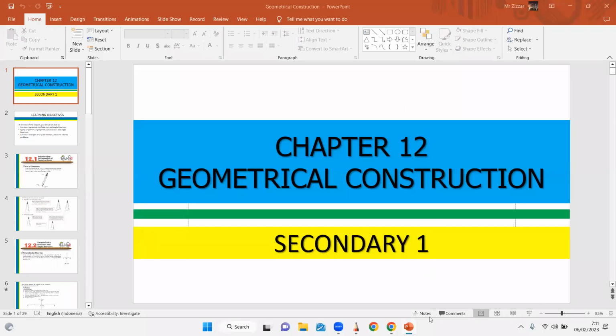Okay, guys, so today we're going to learn about geometrical construction. This is how you draw a diagram with a scale, using a proper scale to draw each geometrical shape. So you are constructing lines, shapes, 2D, 3D, and angles as well. So let's start the explanation here.